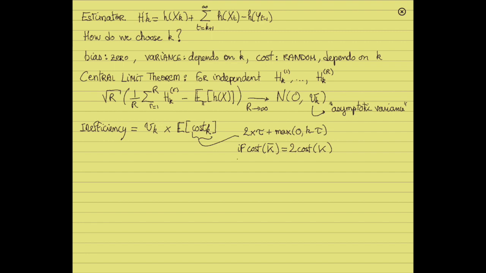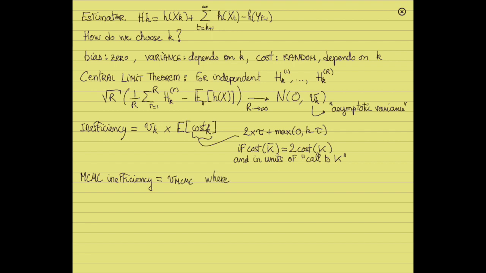So if we count the cost of k bar as twice the cost of k in units of calls to the transition kernel capital K, then the cost of the estimator is 2 times tau plus the maximum between 0 and k minus tau. So that's the cost, a very explicit formula. And the variance, on the other hand, we won't have an explicit formula, but we will be able to estimate it from pilot runs.